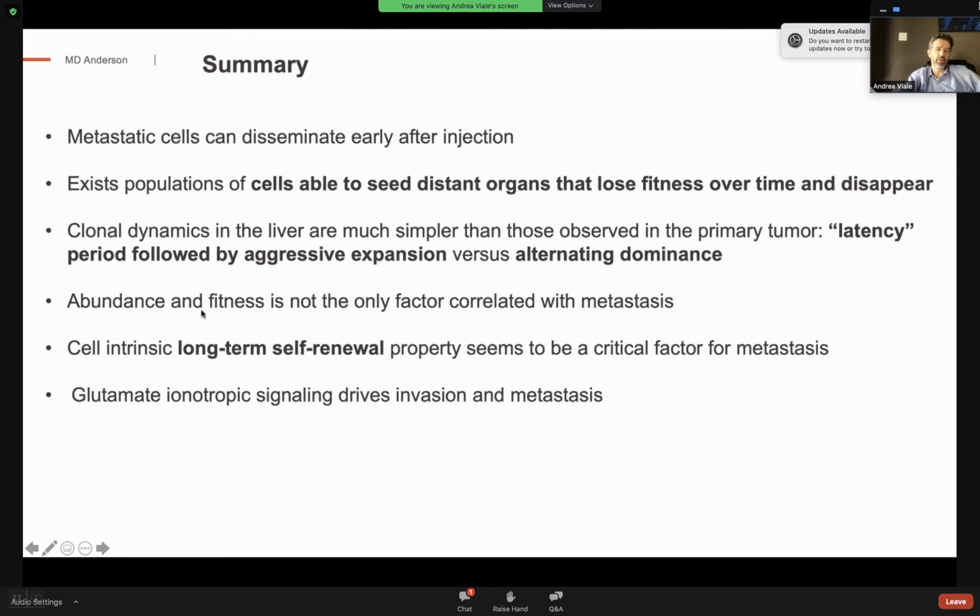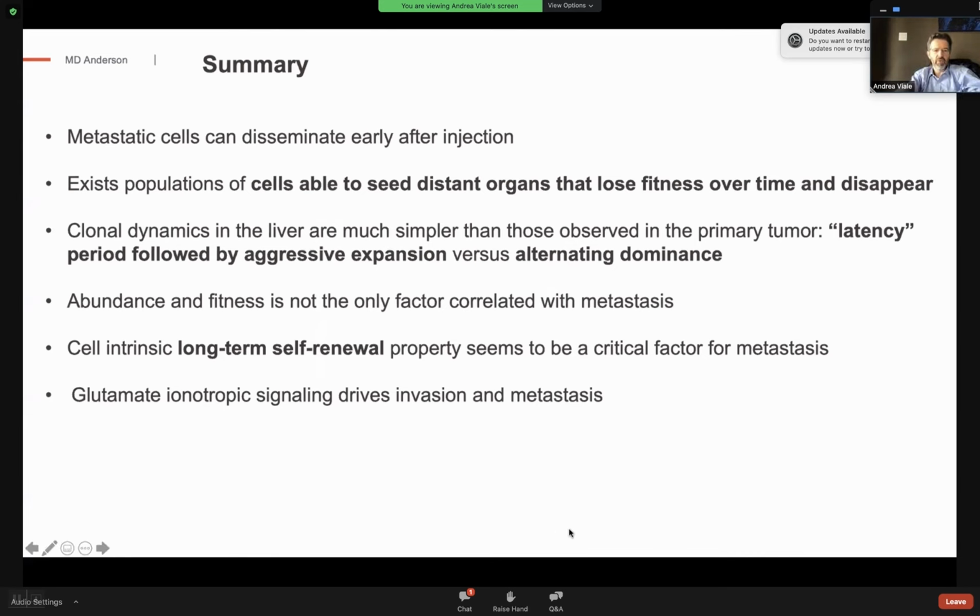And we demonstrated that abundance and fitness are not the only factors that correlate with metastasis, and probably intrinsic factors like long-term self-renewal can be critical for metastasis. The other thing is that we demonstrated that glutamate ionotropic signaling can drive invasion and metastasis.